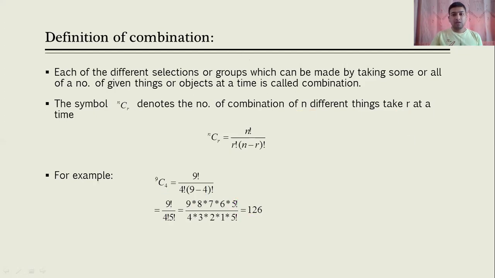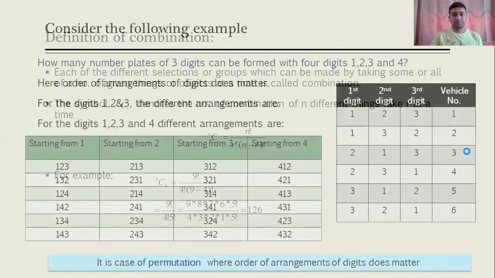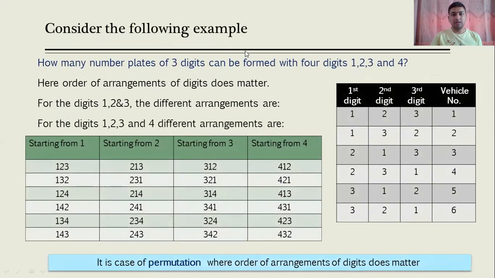Now let us see what is a permutation. Now this is a very simple example. See here, the example is: how many number plates of vehicles of 3 digits can be formed using 4 digits 1, 2, 3 and 4. Okay, so there are four numbers 1, 2, 3, 4, and what we have to calculate? We have to calculate how many number plates of 3 digits. That means out of these four numbers, you have to select any 3 digits and you have to form a number plate.